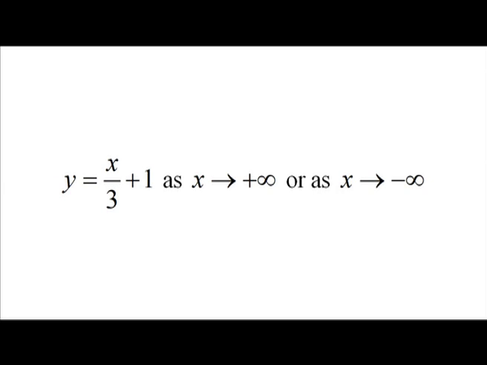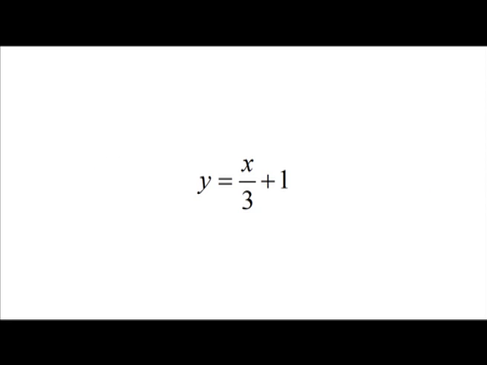Geometrically, this means that the graph y = f(x) eventually gets closer and closer to the line y = x/3 + 1 as x goes to plus infinity or x goes to minus infinity. The line y = x/3 + 1 is called an oblique or slant asymptote to the curve, as the line is neither vertical nor horizontal.